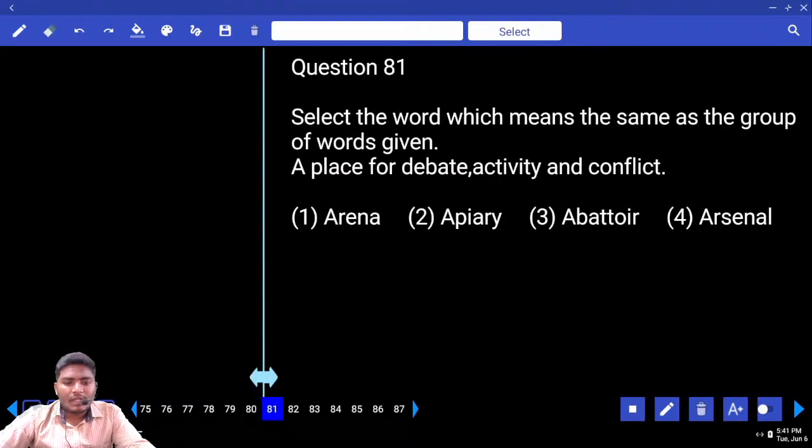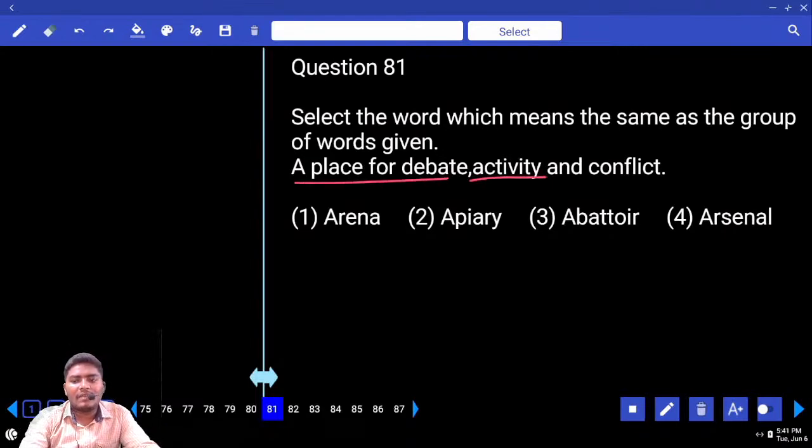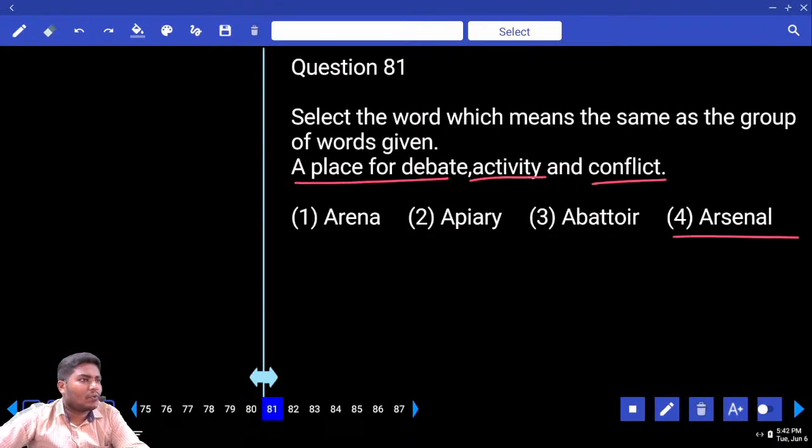Next one. A place for debate, activity, conflict. Usually you have this word in the newspapers. Political arena, meaning political field. We also call it political spectrum. So, any place for debate, activity or conflict. Let us first come with the elimination. What is the fourth word? Arsenal. What is arsenal?